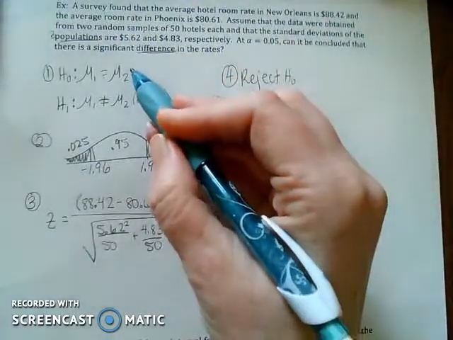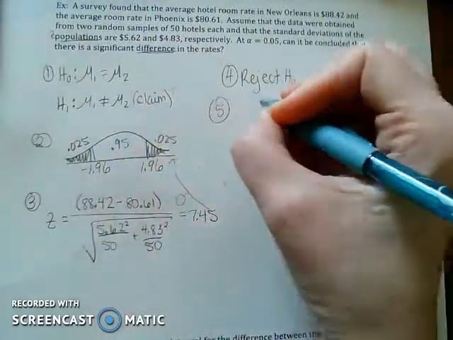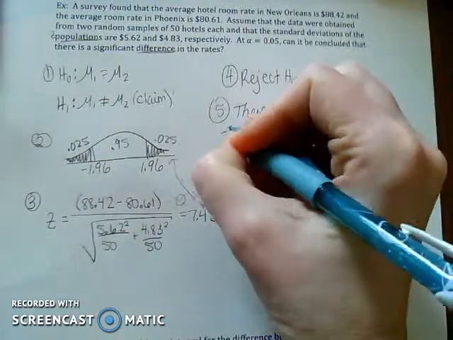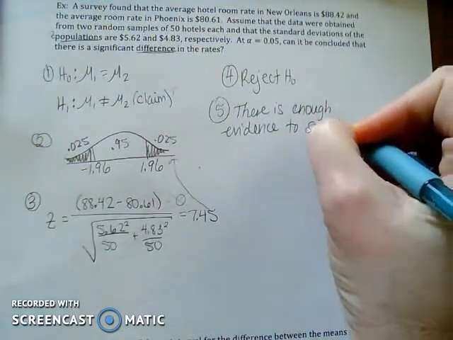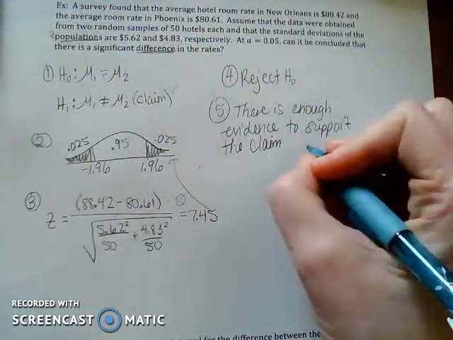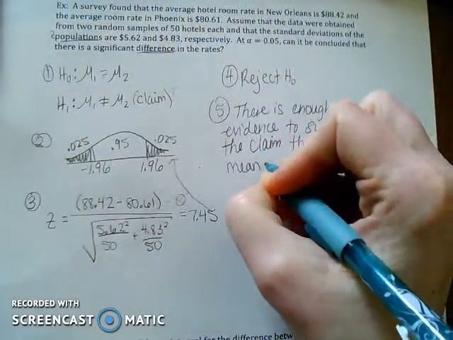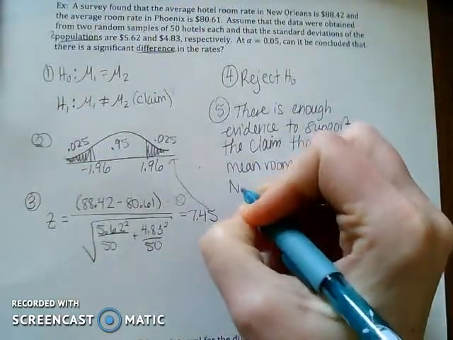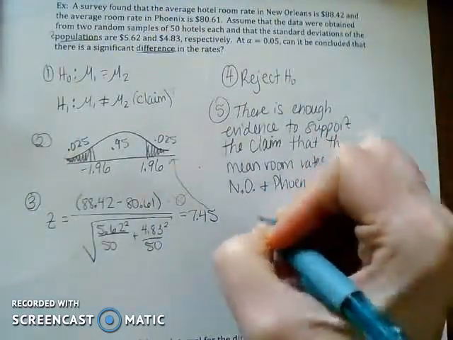Step 5 then, since we're rejecting this one, we think this one is true. So that says the means are not the same. So there is enough evidence to support the claim, or you can just use the word conclude if you want, since that's what it was in here, that the mean room rates in New Orleans and Phoenix are different.